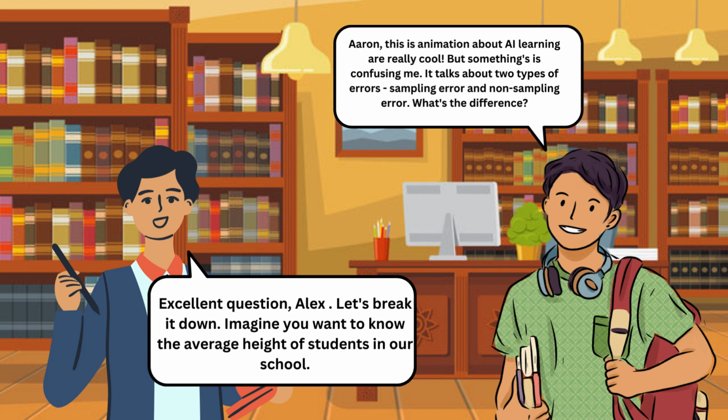Aaron, this animation about AI learning is really cool, but sometimes it confuses me. It talked about two types of error, sampling error and non-sampling error. What's the difference? Excellent question, Alex. Let's break it down. Imagine you want to know the average height of students in our school.